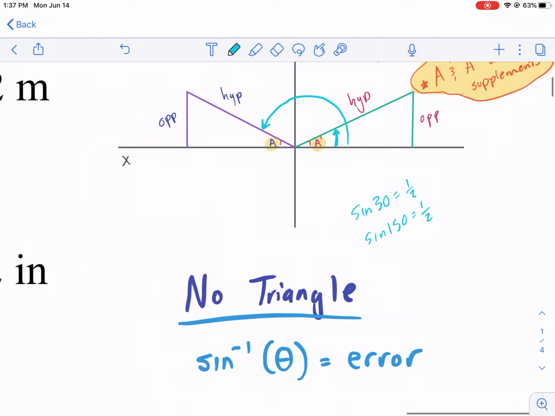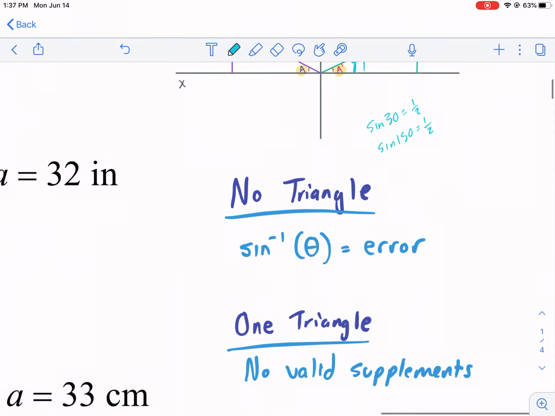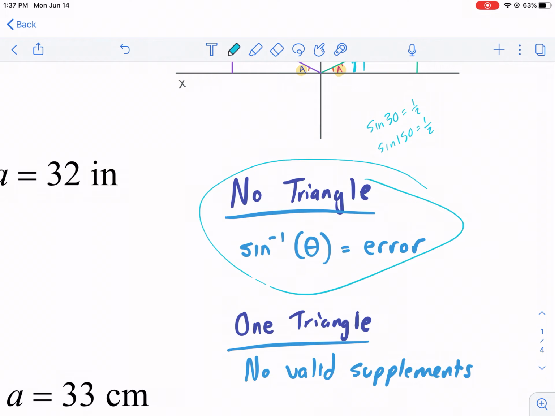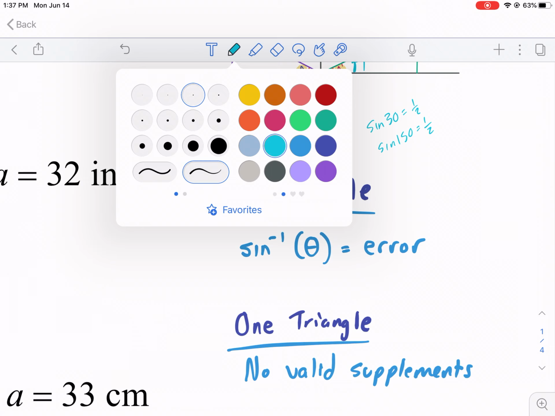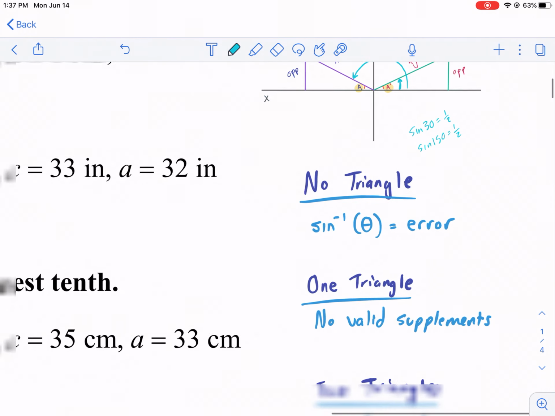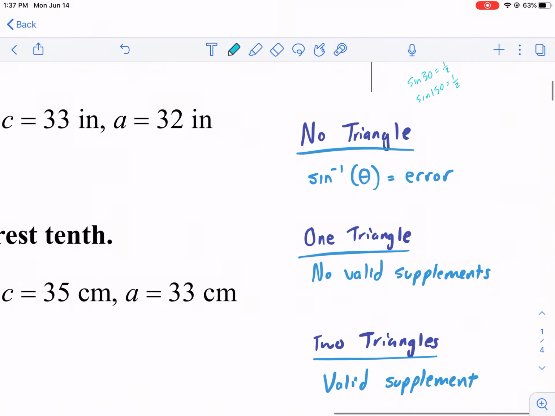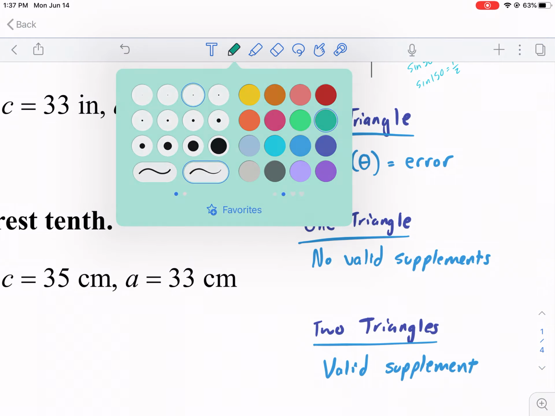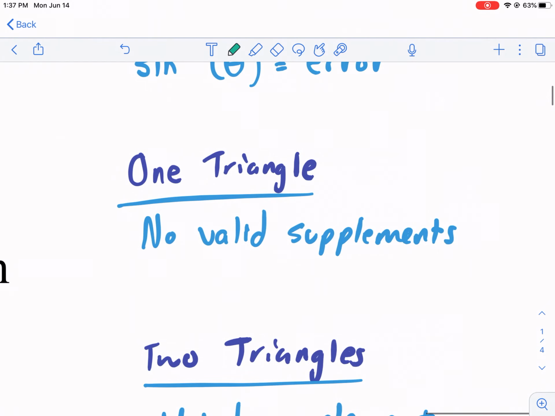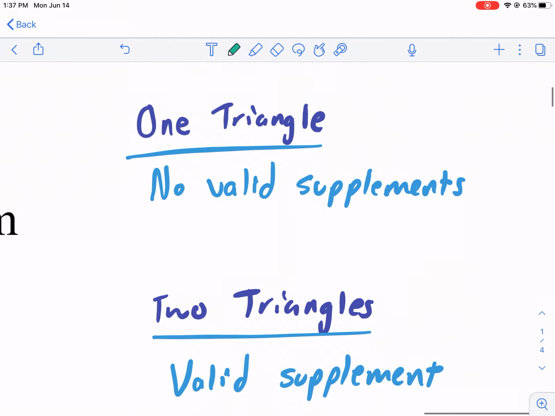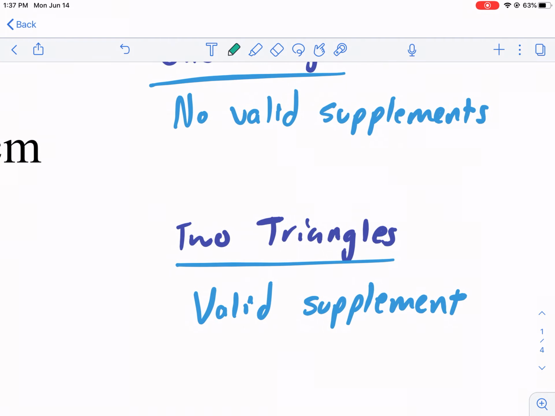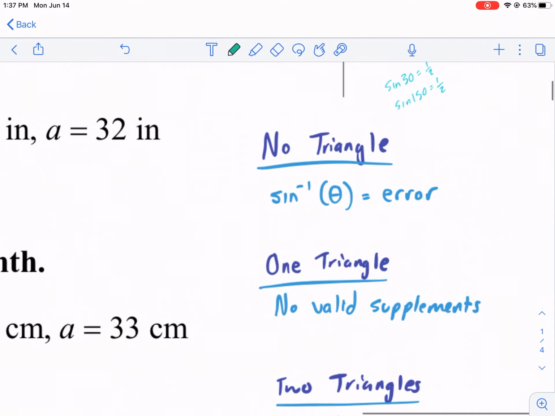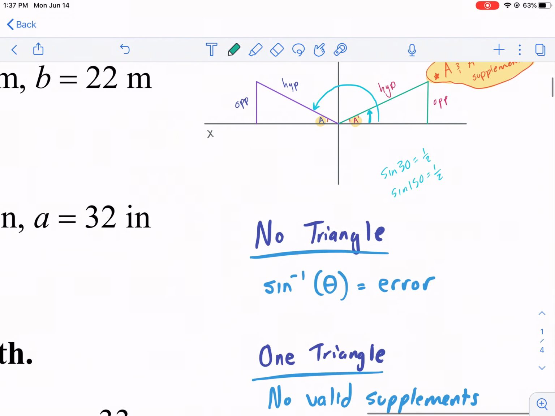The next thing, if there is no triangle, you'll try to take the inverse sine of something to find the missing angle, and there's going to be an error on your calculator. So that's a way there's no triangle. This is like my breakdown. It's a simplified version. There's a much more extensive version, but I'm just trying to simplify it for you. If there's one triangle, that means there's no valid supplements. I'll get to what that means in a second. And if there's two possible triangles, that means there's a valid supplement, okay? Now, up here, 30 and 150, those are valid supplements.